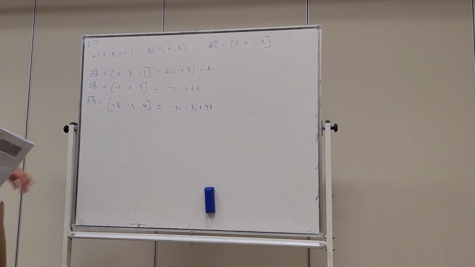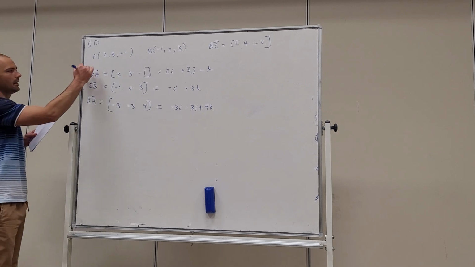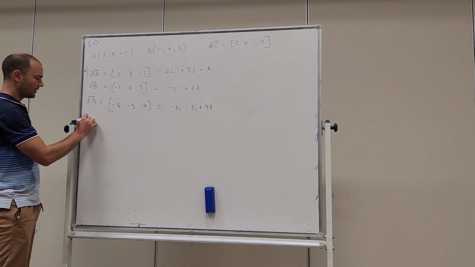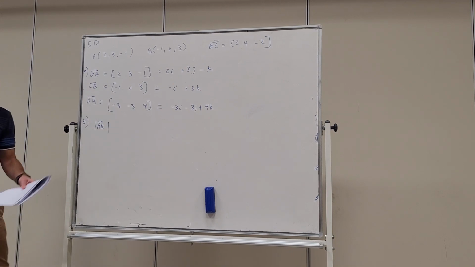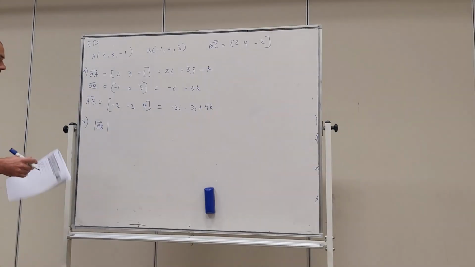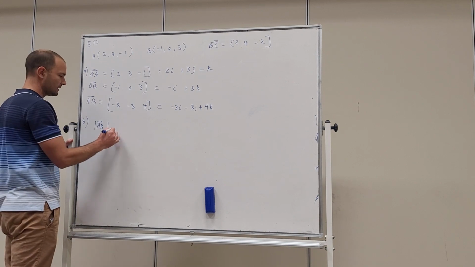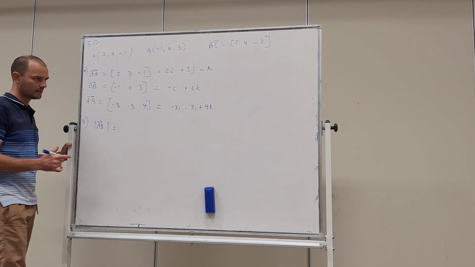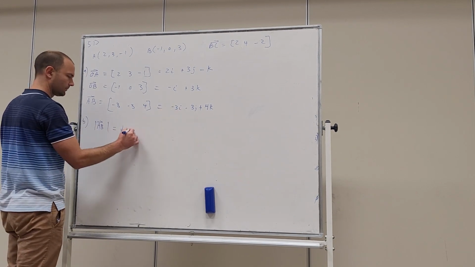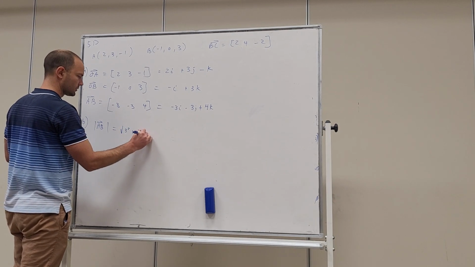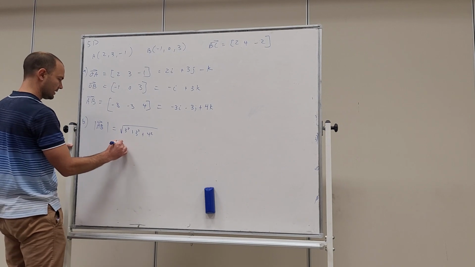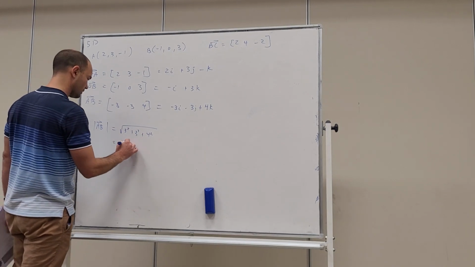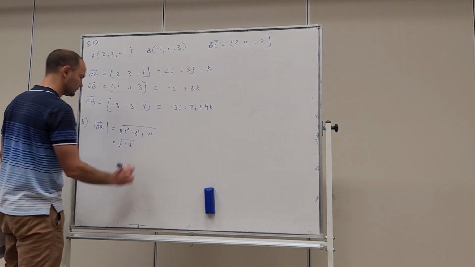Okay, the distance between A and B, so that's all part A, isn't it? Now, find the distance between A and B, that's just the modulus of vector AB, right? It's how far apart are the coordinates A and B. Well, we found the vector AB, which is from point A to point B, so we just want the modulus of that. 3 squared plus 3 squared plus 4 squared. So we'll have 18 plus 16, 34.